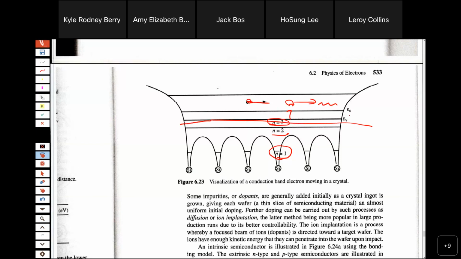Okay, so between the valence band and the conduction band, we call that the band gap. So in order to become free, band gap energy is a very important property for becoming free.